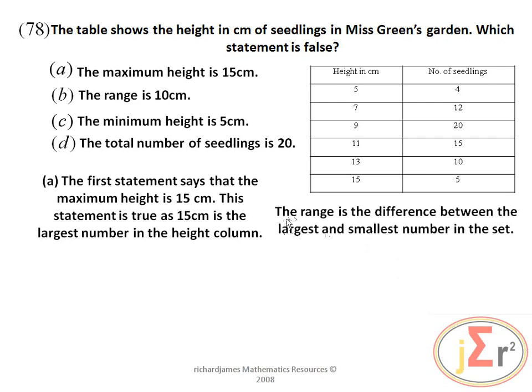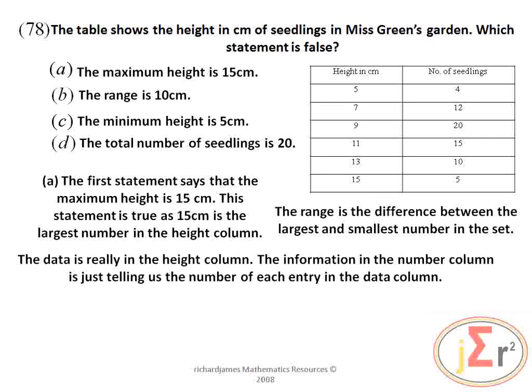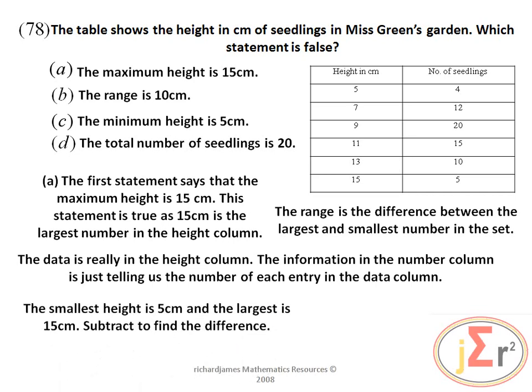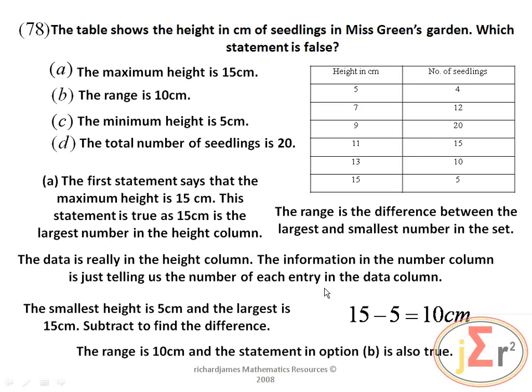This one says the range is the difference between the largest and the smallest number in the set. And of course, that is pertaining to option B, because option B is requesting the range. The data is really in the height column. The information in the number column is just telling us the number of each entry in the data column. The smallest height is 5 and the largest is 15. Subtract to find the difference. So 15 minus 5 is equal to 10 centimeters. So that 10 centimeters represents the range. So the range is 10 centimeters, and this statement in option B is also true.